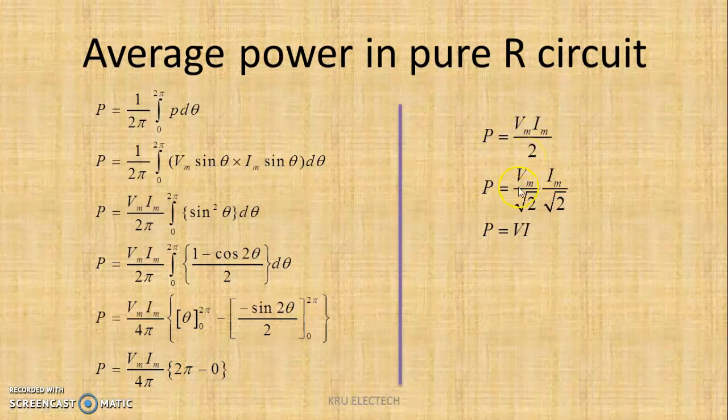So instead of 2, you can write root 2 into root 2. That's why Vm upon root 2 and here Im upon root 2. Instead of Vm upon root 2, you can directly write Vrms, and instead of Im upon root 2, you can write Irms. That's why the average power in the pure resistive circuit is V into I, where V and I are the RMS values.